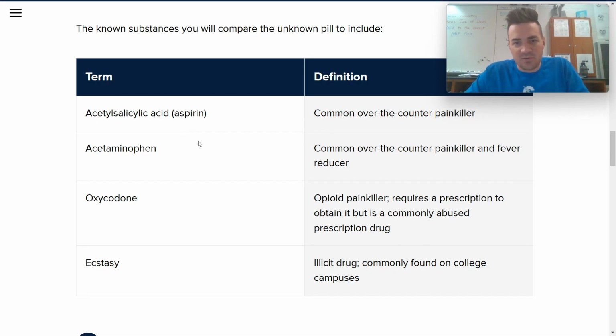Now, two of these are common over-the-counter legal painkillers. Oxycodone is also a legal painkiller, although you have to have a prescription for it. It's an opioid. It's very, very powerful. And then there's also ecstasy, which is not legal, but it's commonly found on college campuses. So these are some possibilities, and you're going to be testing each of those. Each one of those different drugs can be found in one of these little tubs right here.